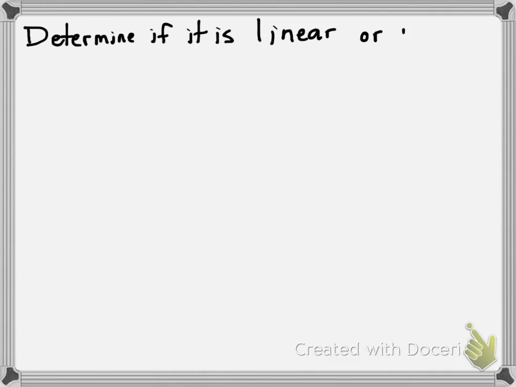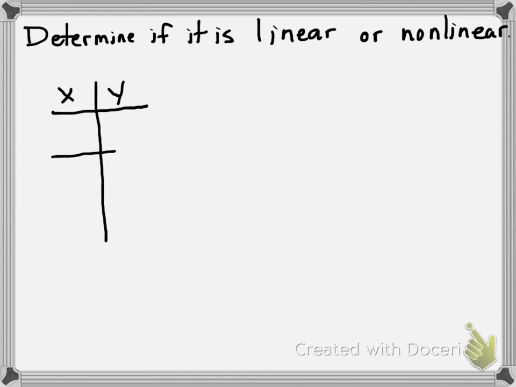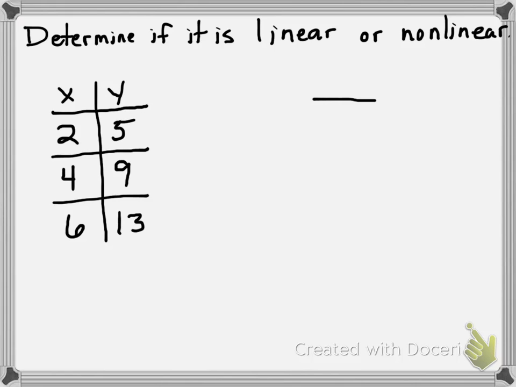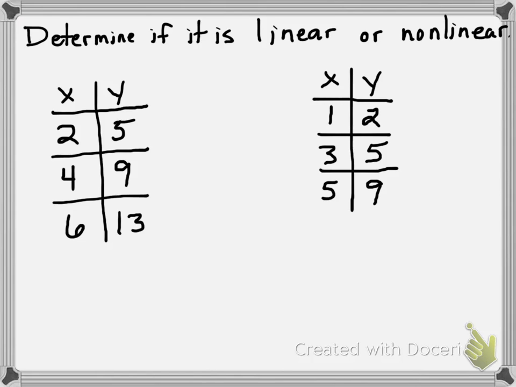Alright, so now here's something for you to try. You have to determine if these functions are linear or nonlinear. Okay, so you've got two different tables. You should start with rate of change. Okay, so let's look at the first one, the one on the left.